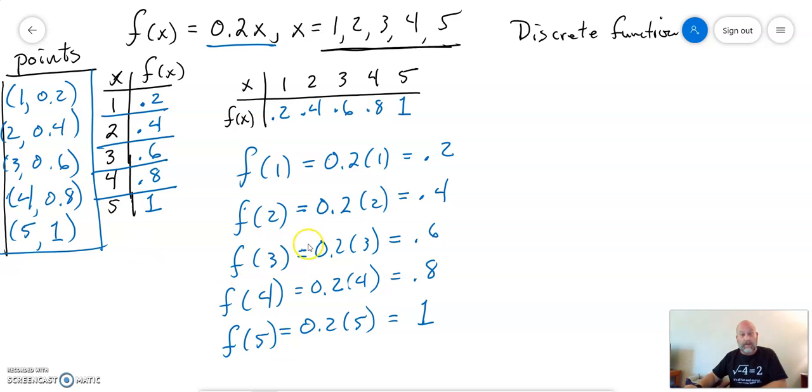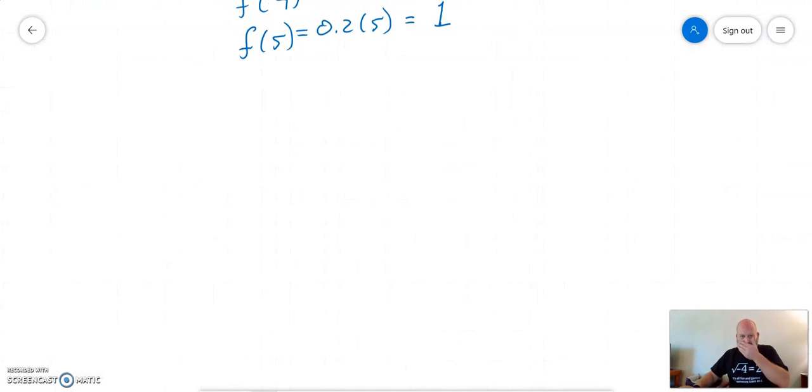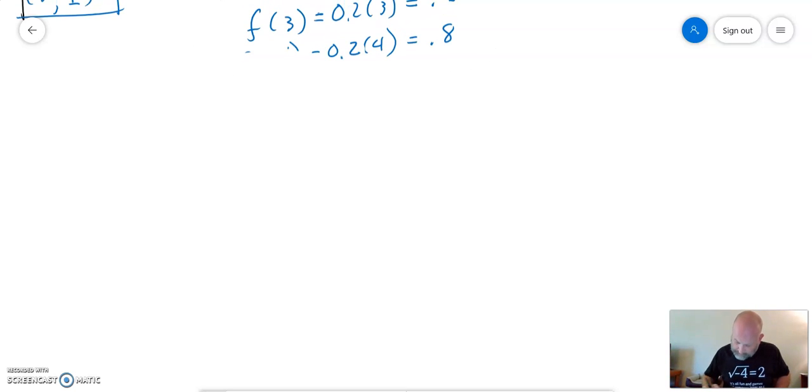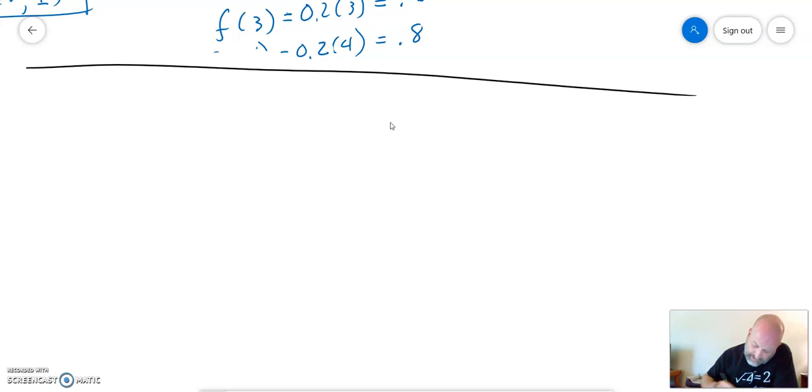Okay. Now, let's look at the second example here. Let me go ahead and do that, get that out of the way. Let's just draw a line there. It keeps wanting to pull that stuff back down.